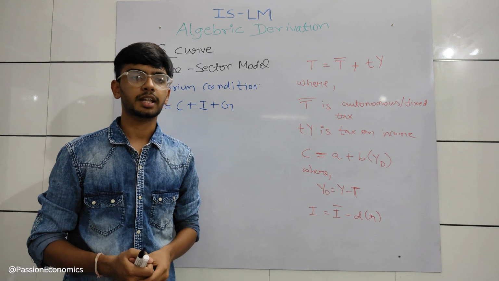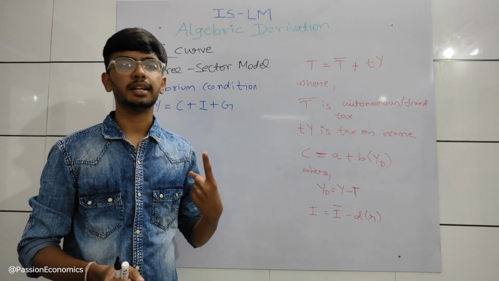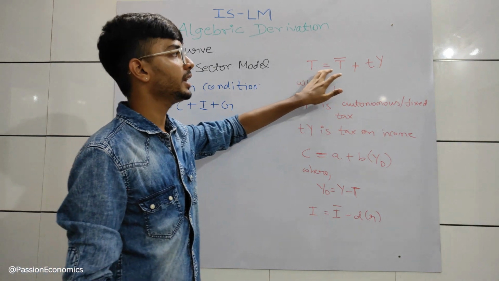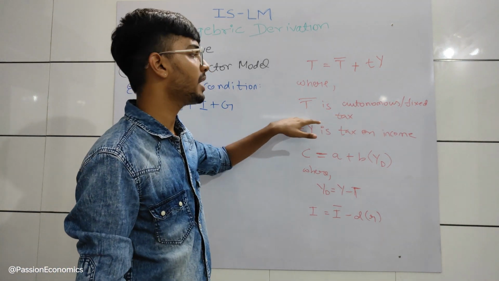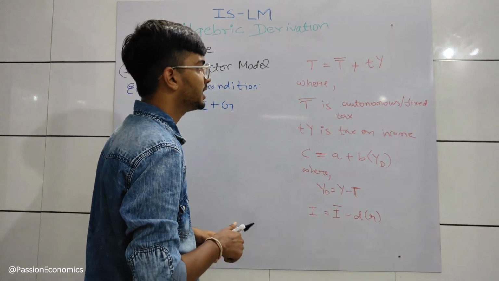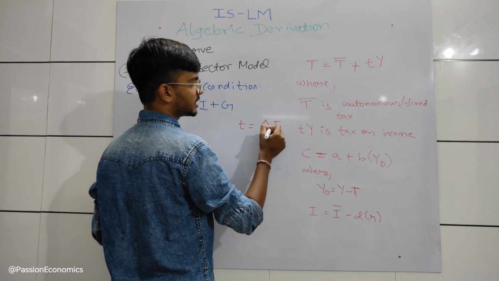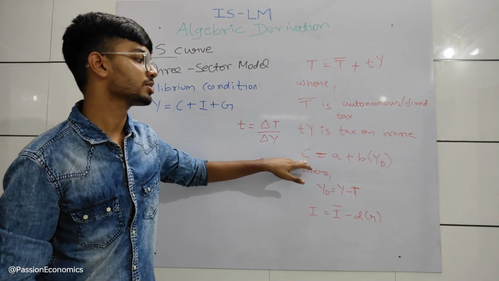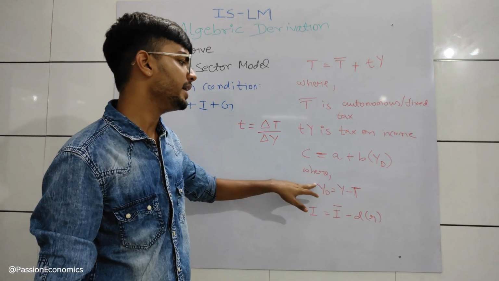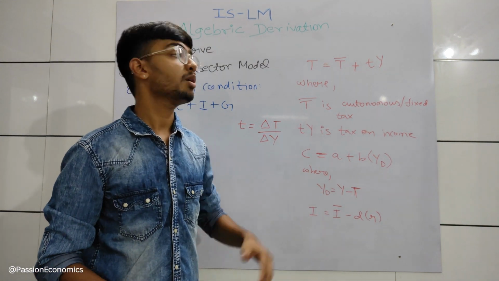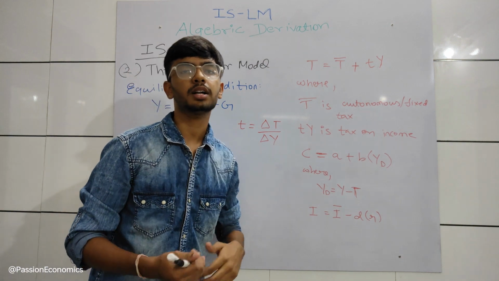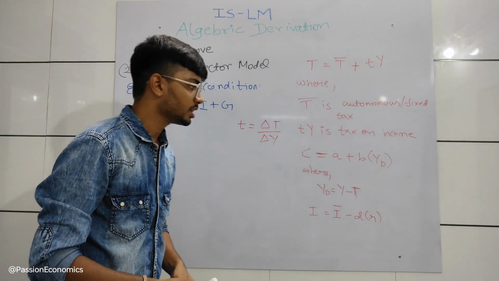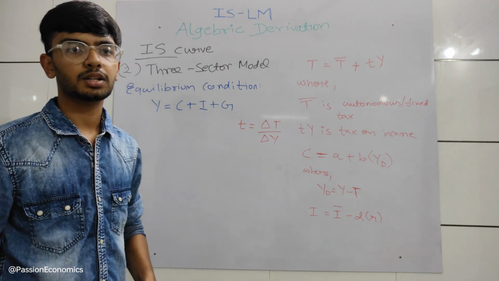Now we will derive the IS curve in three-sector model. In three-sector model, we use three different functions: the tax function, the consumption function, and the investment function. T is the tax function, where T equals T bar plus tY, where T bar is the autonomous or fixed amount of tax and t is the income tax rate. Here the value of t shows change in taxes due to change in income. Also C is the consumption function, where C equals A plus B YD. YD here refers to disposable income. Now as we have included taxes, our income is calculated as disposable income by deducting taxes from it, and the investment function will remain the same.